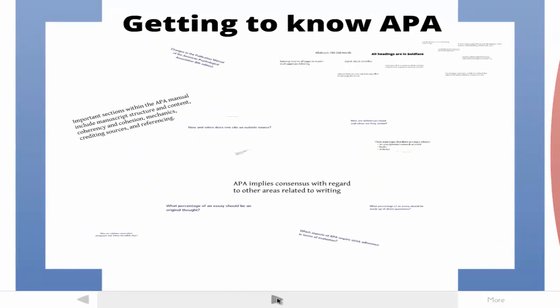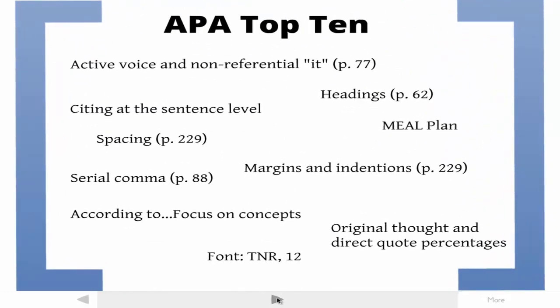So moving on from getting to know APA, we're going to discuss briefly now my personal top 10. These are issues that I've come across in my classes, some common mistakes or errors, or some common issues or challenges that our students face.